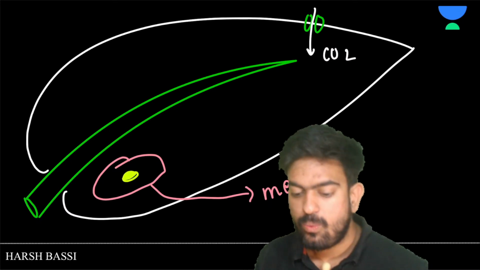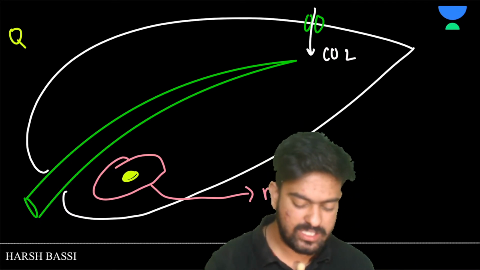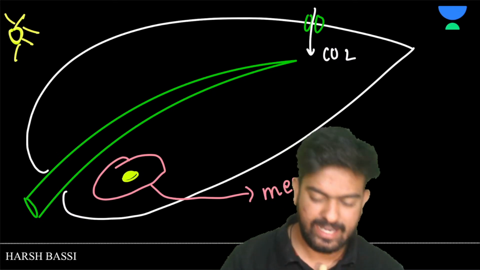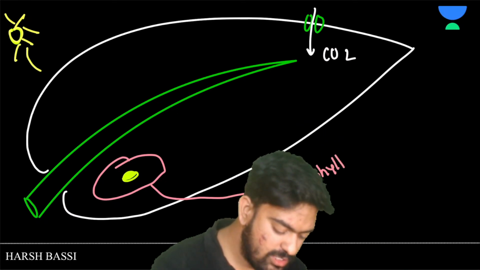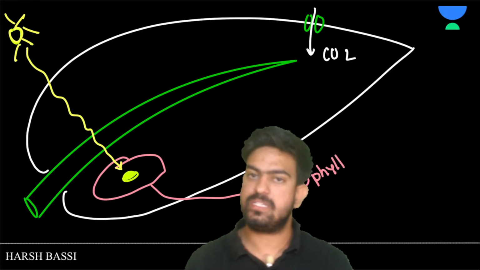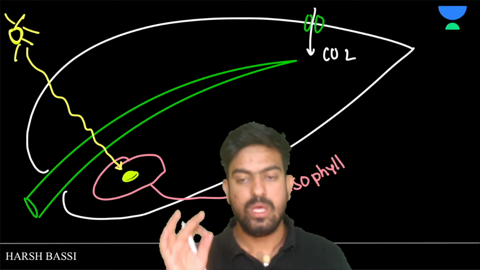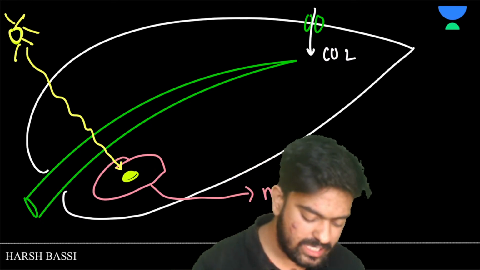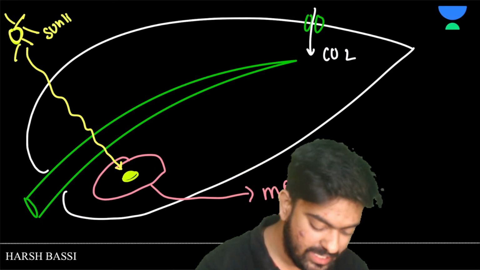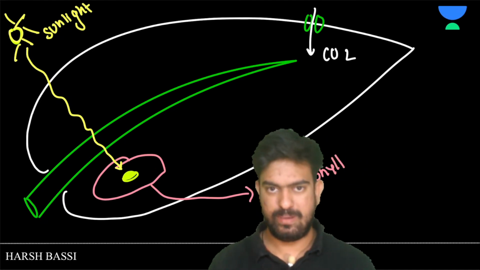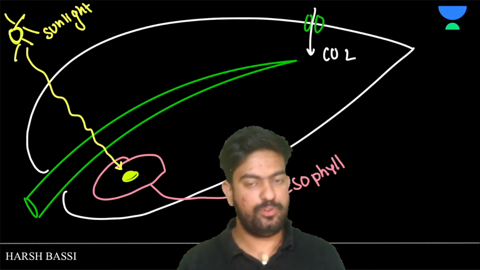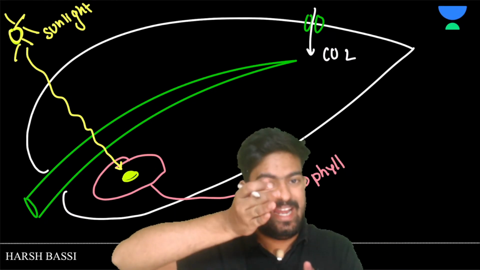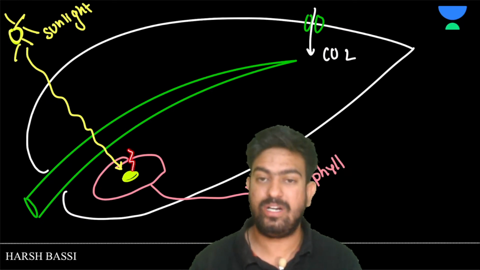Now, what was happening? The leaf was getting sunlight, and the sunlight was absorbed by the chlorophyll present in the chloroplast. Again, the leaf was getting sunlight, and the sunlight was absorbed by this particular thing, which is chloroplast. Now, by the absorption in the chlorophyll, what had happened? The electron got excited. Yes or no? Remember, the electron got excited.